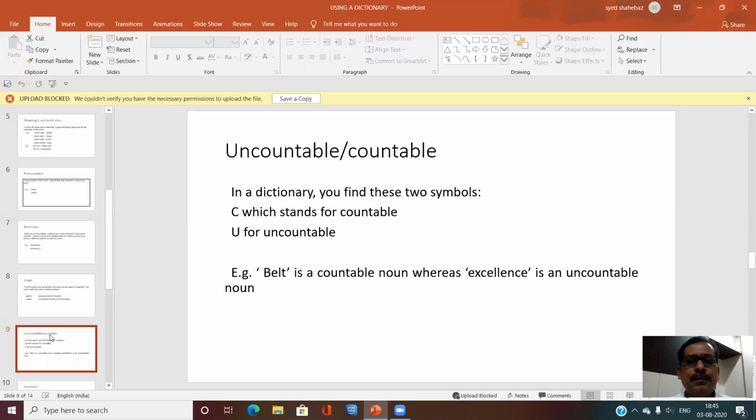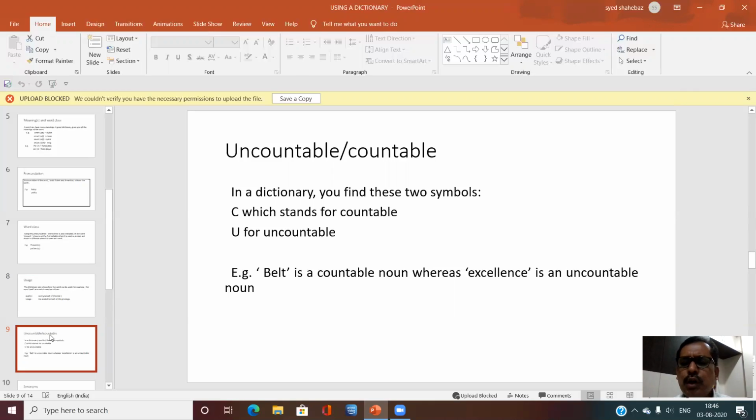Noun: countable. In a dictionary, you find these two symbols. C stands for countable. Countable means countable. For example, a chair, a table, that is countable. U stands for uncountable.